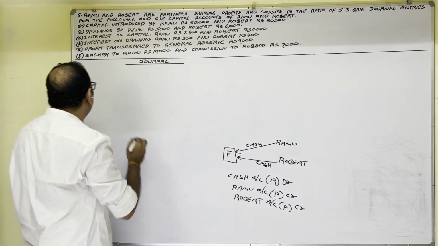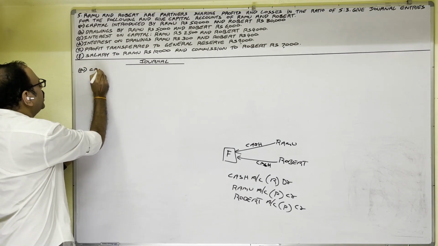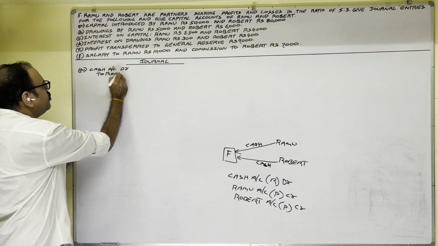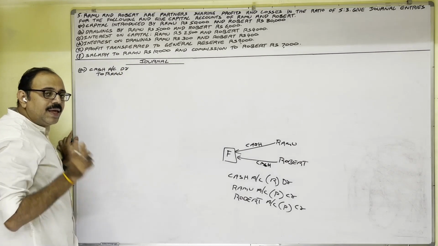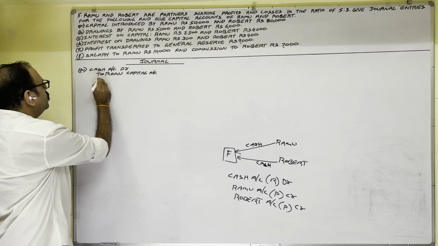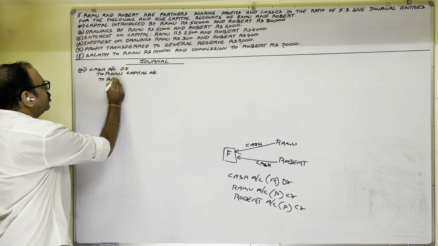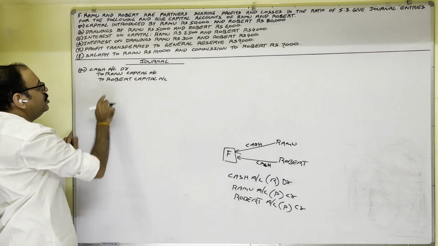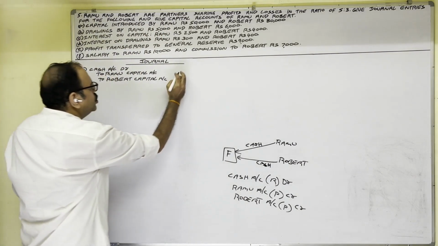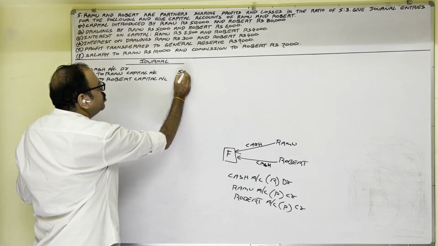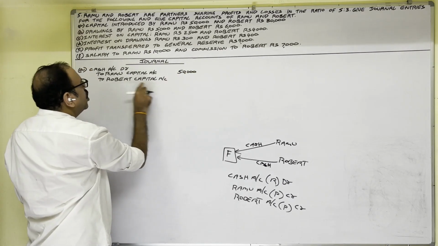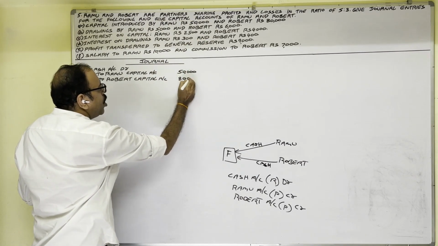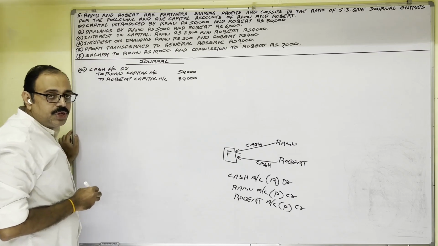So the first entry is cash account debtor to Ramu capital account. Instead of writing only the word Ramu, add the word capital also. To Robert capital account. Ramu is bringing capital, introduced by Ramu 50,000 now. So Ramu account is credited. So in the credit column, 50,000 rupees. Robert brought 80,000 rupees capital. For Robert, in the credit column, 80,000 rupees.